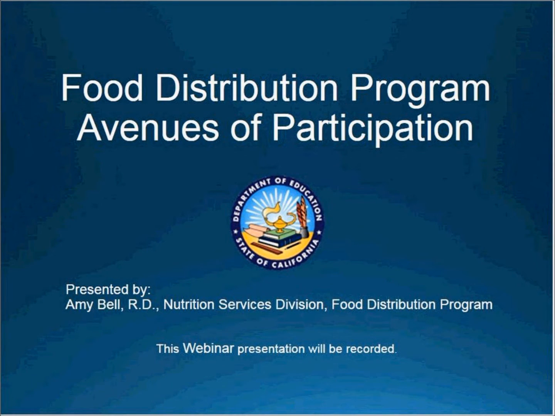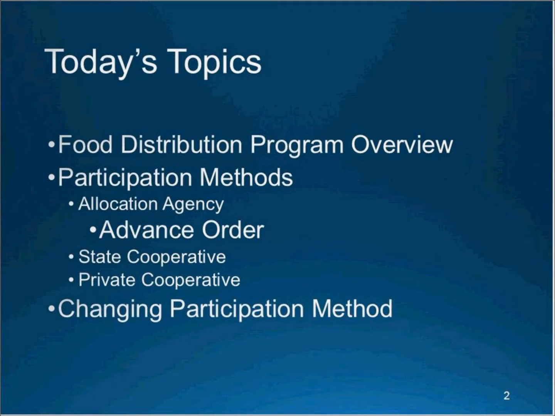The purpose of this webinar is to explain the 3 different avenues for ordering and receiving U.S. Department of Agriculture foods, which are allocation agency, a state cooperative member, or a private cooperative member. This webinar coincides with the opportunity for schools to change their participation avenue for the 2016-17 school year. We will start today by giving a brief overview of the food distribution program to make sure the topics we discuss are understood.